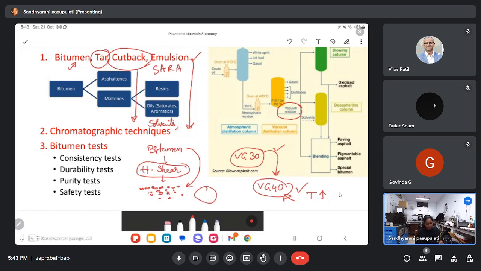So these are the four kinds of bitumens we are going to use. In all these bitumens, the main fractions which I was mentioning are SARA fractions: saturates, aromatics, resins and asphaltenes. In these SARA fractions, resins and asphaltenes, these two are the polar materials. Polar material means in their molecular structure, they have some heteroatoms like nitrogen, sulfur, and oxygen.